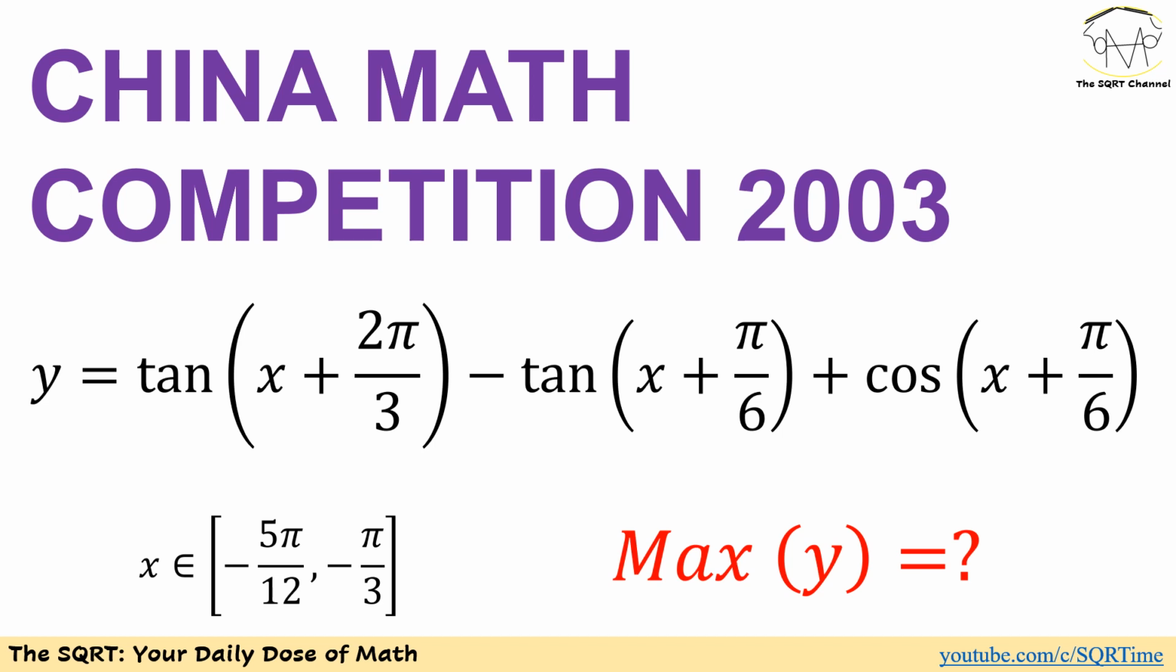In this video, we are going to take a problem from the 2003 China mathematical competition. Here we have an expression that we need to find its maximum. The expression itself is tan of x plus 2 pi over 3 minus tan of x plus pi over 6 plus cosine of x plus pi over 6. X is going to be between negative 5 pi over 12 and negative pi over 3.